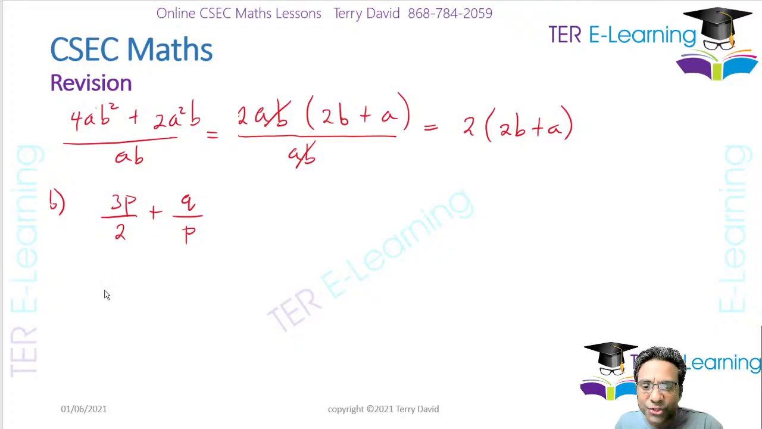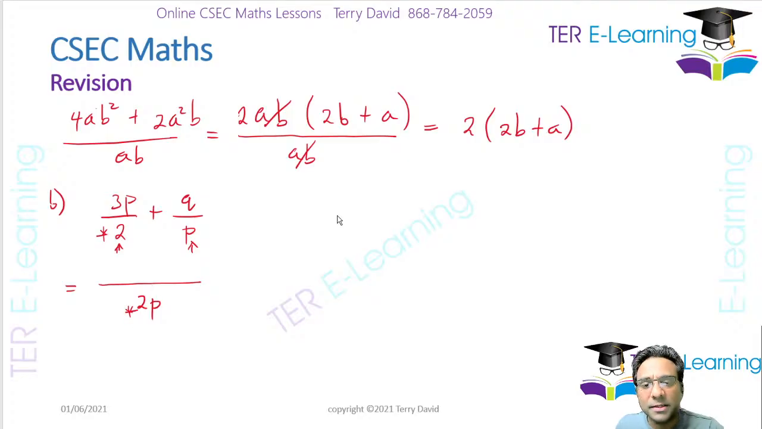Whenever you're adding two fractions, the first thing we need to do is find our LCM. So you're going to draw this line here, and we're going to find the LCM of 2 and p. Because those are two different variables, my LCM here is going to be 2p, right?